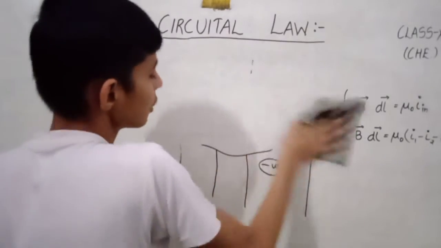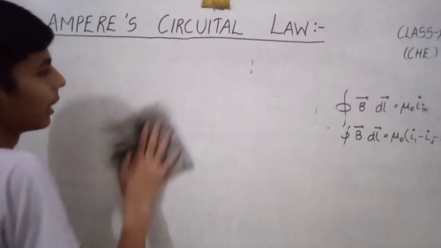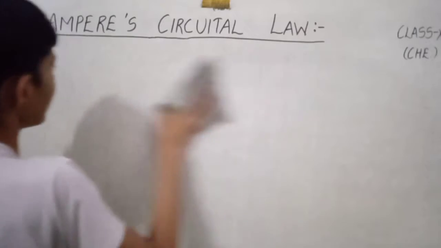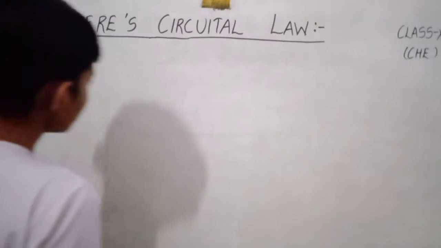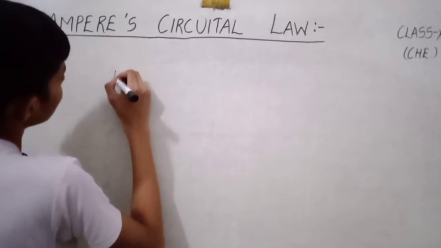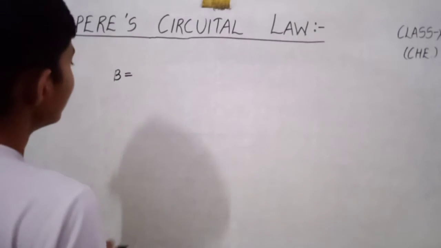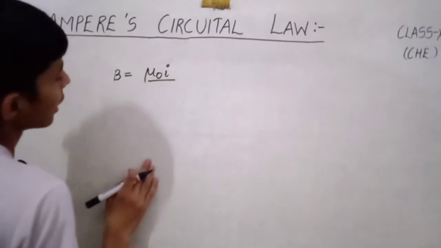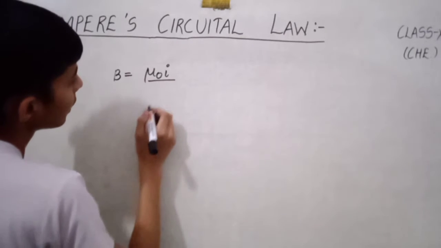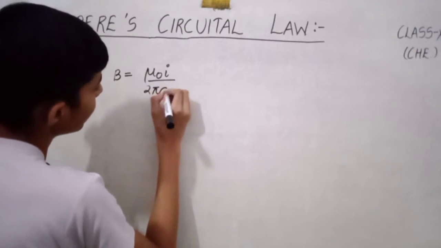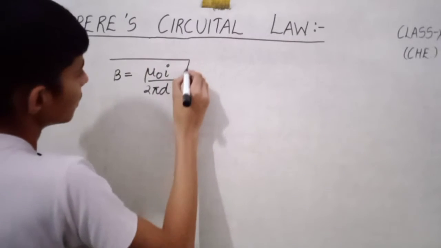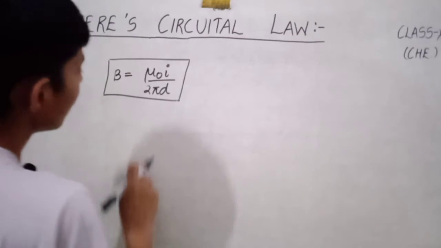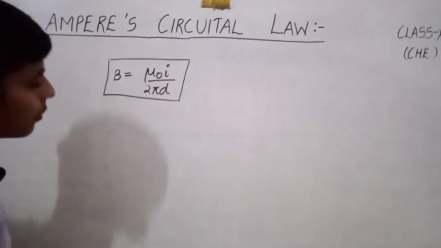Now with the help of this law, we have to find the magnetic field around a current carrying wire, and this wire is an infinite wire. We found the magnetic field due to a current carrying wire in our previous lectures, which equals mu naught I divided by 2 pi d. This is the result which we found earlier. Now we have to find this result by using Ampere's circuital law.